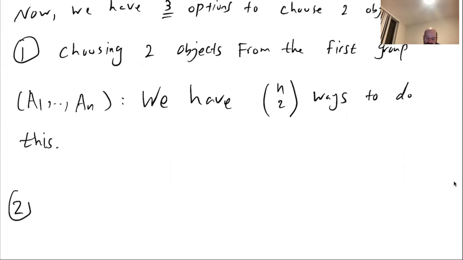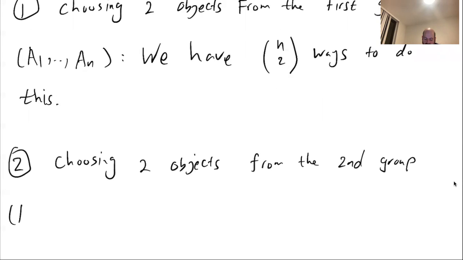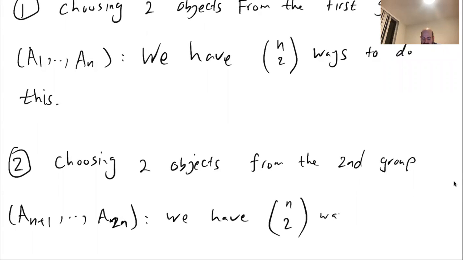My second option is to choose 2 objects from the second group. The second group means An plus 1 to A2n. Again, how many ways do we have to do this? Again, we have n objects, right? An plus 1 to A2n. There are n objects. And I want to choose 2 of them. So n choose 2 ways to do this.